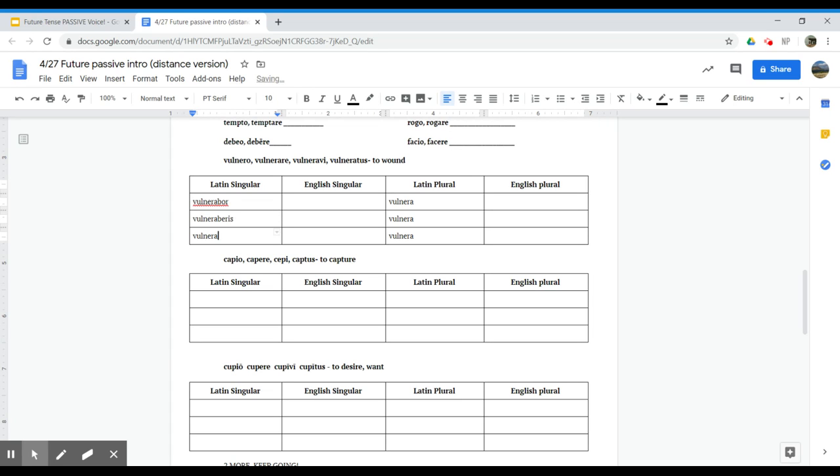I'm just going to write it out for you so we don't go back and forth. But vulneraberis, vulnerabitur, vulnerabimur, vulnerabimini, and vulnerabuntur. There's some long words.